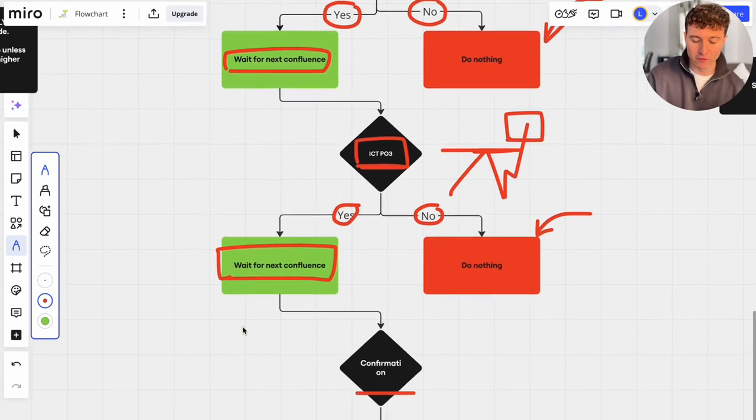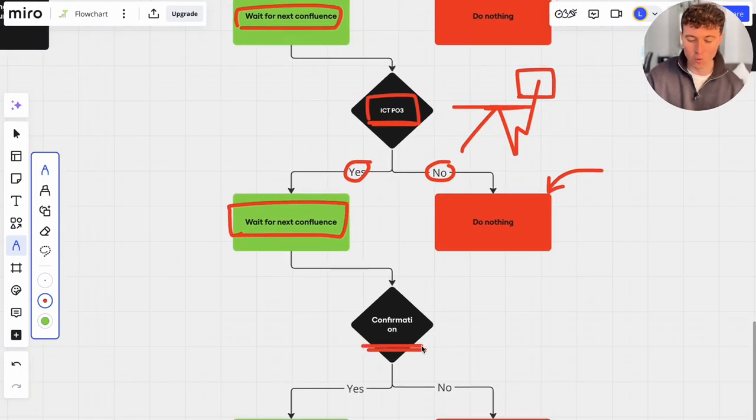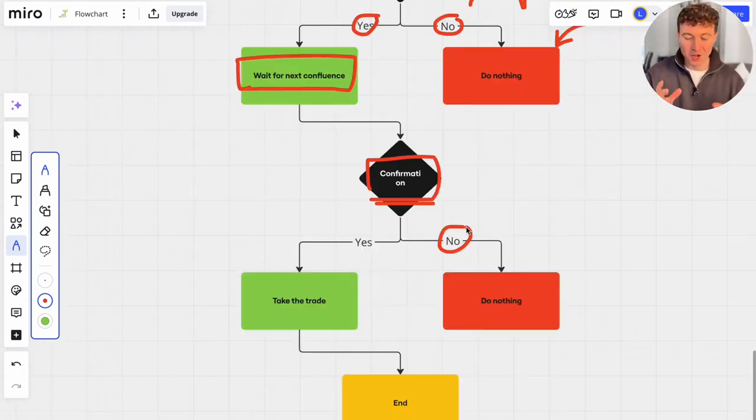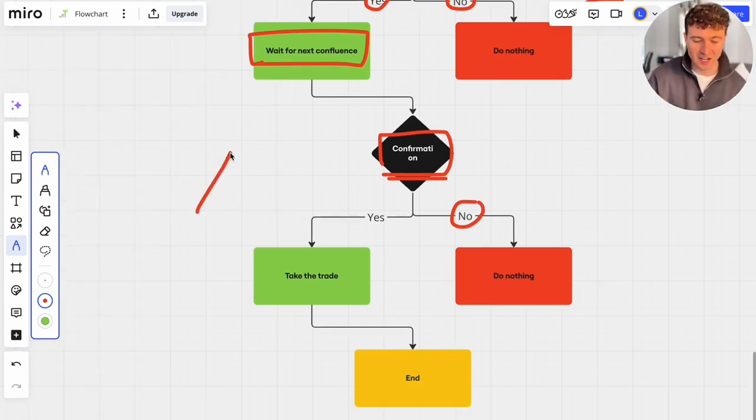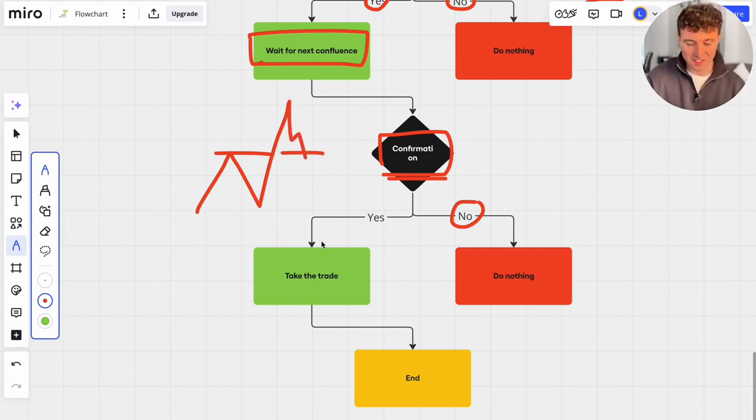And step number 4 of the process is our confirmation. You've probably heard the saying, no confirmation, no trade. And that is simply the reality. So let's say that we see an ICT power of 3. We have a clear directional bias. We are during a kill zone. And now we finally see our confirmation. It's only at this stage where we can actually take the trade.